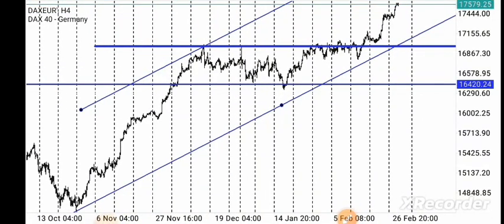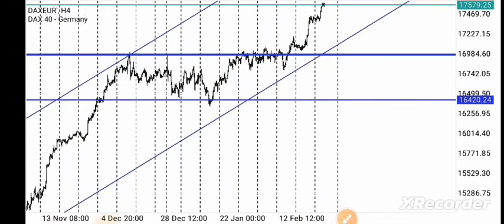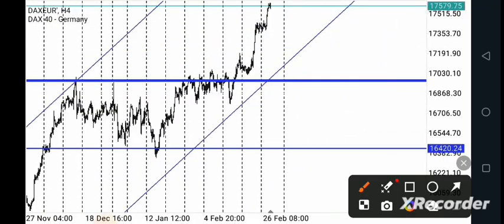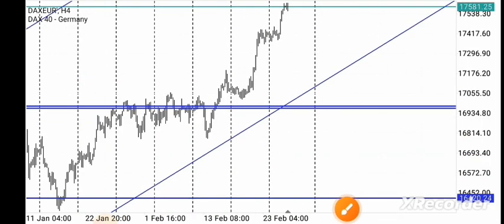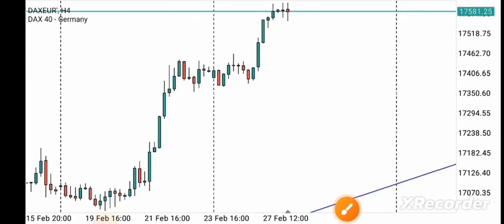Let's have a look. And again, to recap, remember we spoke about how we have this huge W structure. It has a neckline there, and we said we want to see price come back to that level at the very least. But here we are on the H4 chart. What do we see on the H4 chart? Let's have a look.